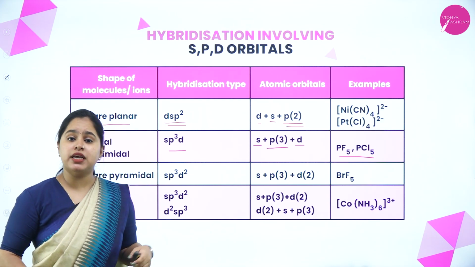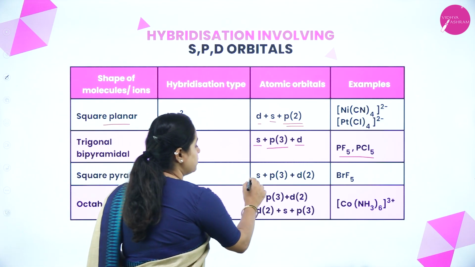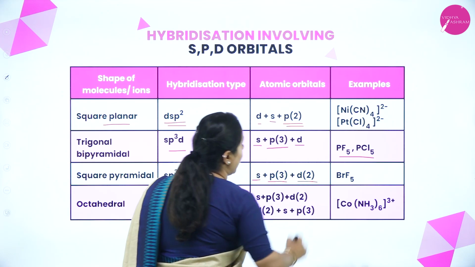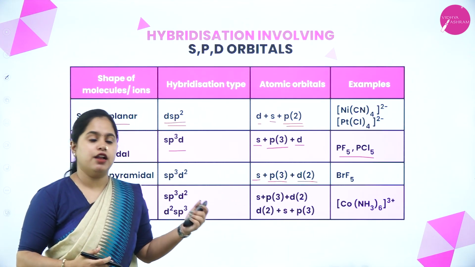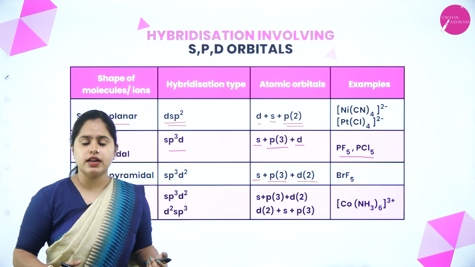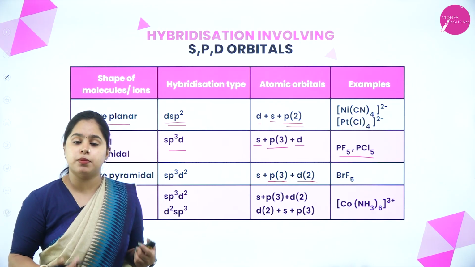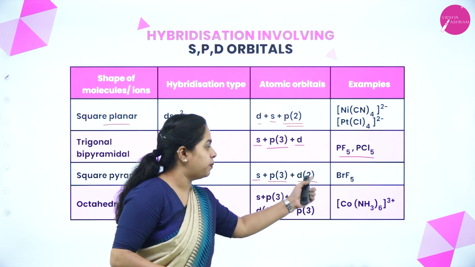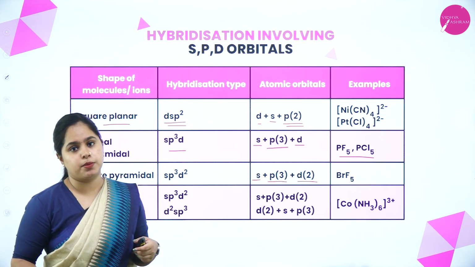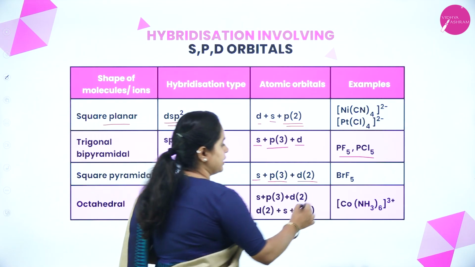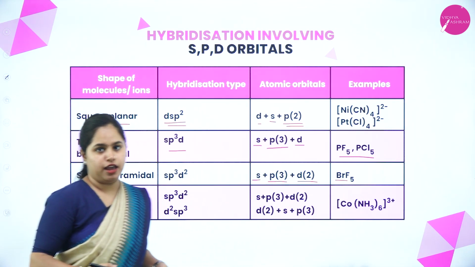Then comes sp3d2. One s orbital, three p orbitals and two d orbitals intermix, they hybridize and form sp3d2. A total of how many hybrid orbitals will be formed? 3 plus 2, that is 5 plus 1. A total of 6 hybrid orbitals will be formed. An example for that is BrF5.